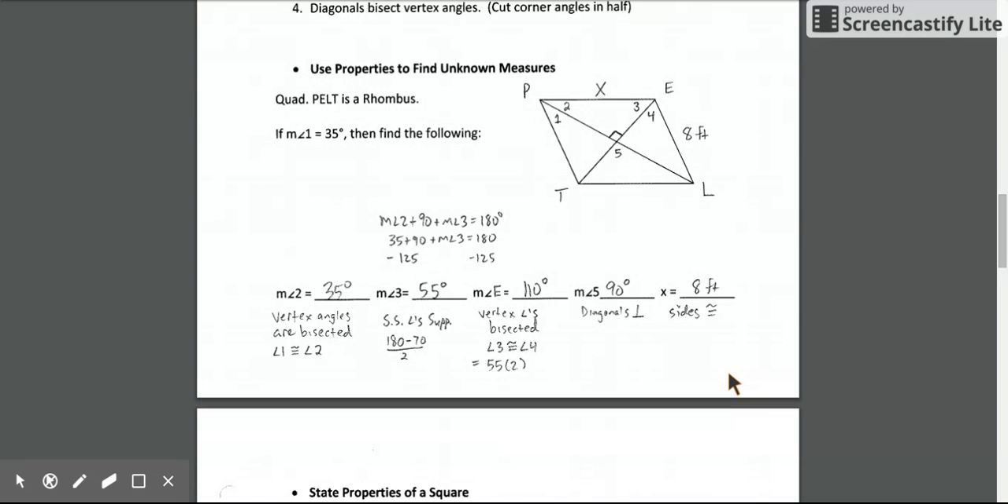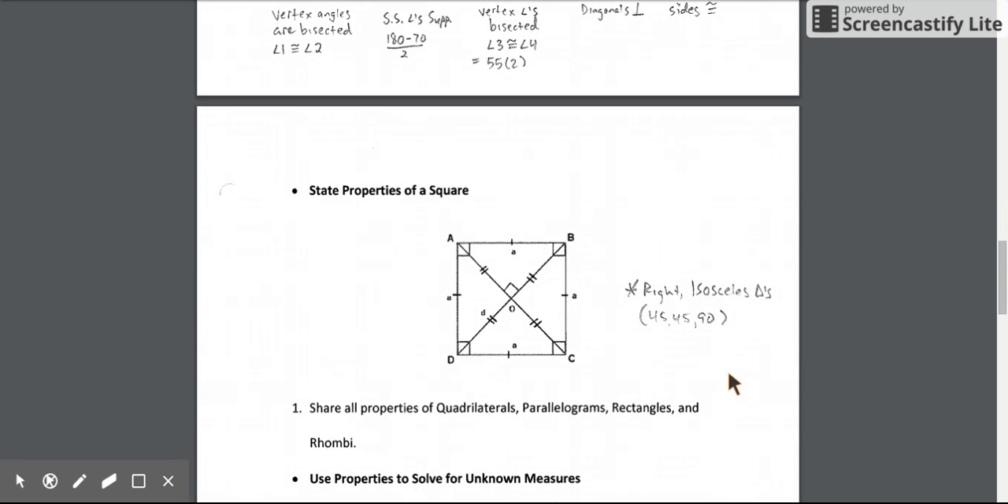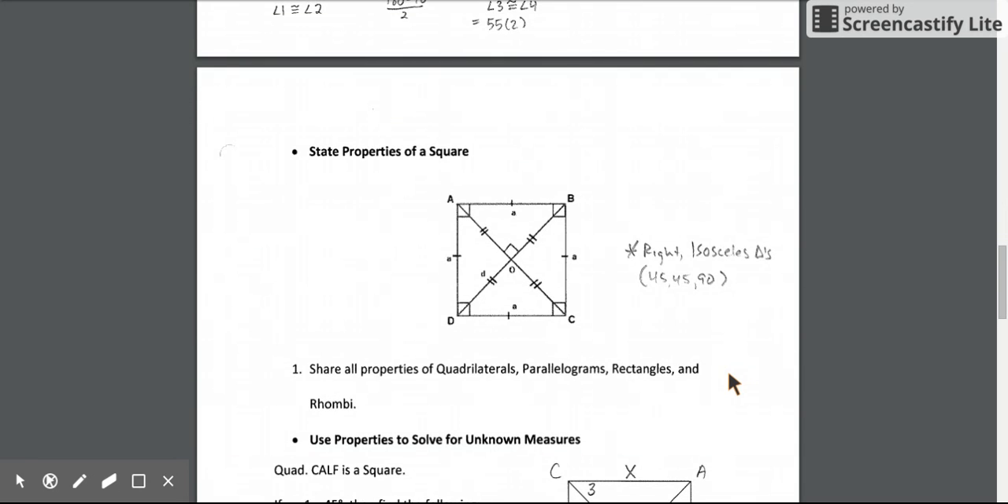So there's a rhombus. We've got one more special type of parallelogram. It's called a square. And squares are the most complicated of all parallelograms. They're the most special because they actually inherit every single property that we have talked about. They are quadrilaterals, so they have the quadrilateral properties. They are parallelograms, so they have all the parallelogram properties. But they also have all of the rectangle and rhombus properties.